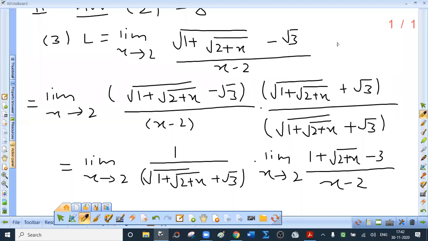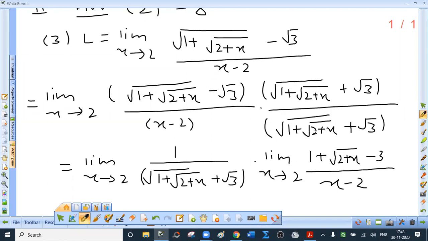Sum number 3, let L be the limit as x tends to 2 of (root of 1 plus root of 2 plus x minus root 3) upon (x minus 2). Can we take the limit in the first step? No, 0 by 0 form. So we rationalize the numerator. That is, multiply numerator and denominator by root of 1 plus root of 2 plus x plus root 3. See the next step.